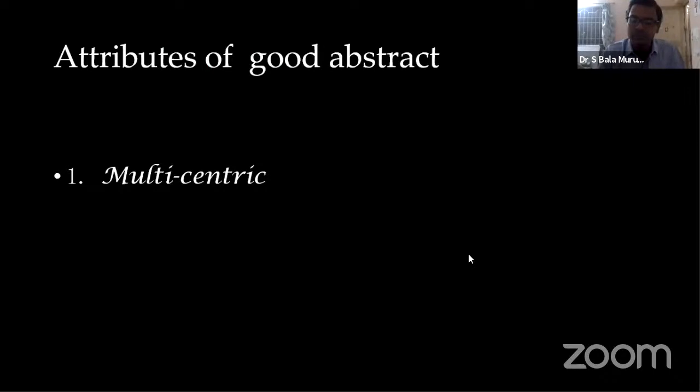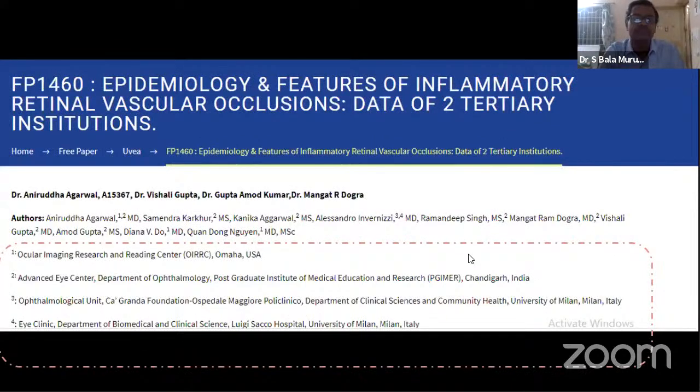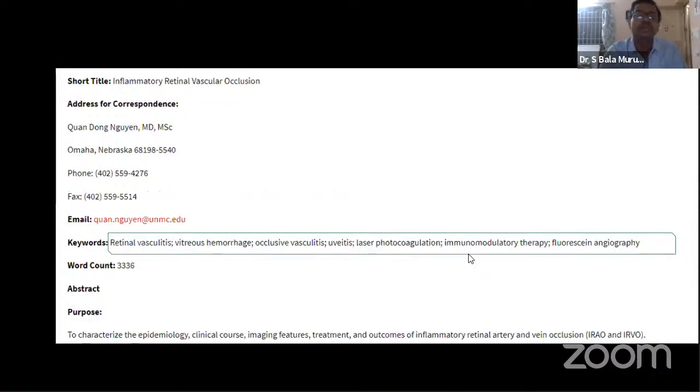So what I did was go through the last 10 years of AIOS uveitis subspecialty abstracts and characterized a few examples of how a good abstract should look. The first one: if you have a study which is multi-centric, it definitely grasps attention. This was one of the beautiful abstracts where the researcher collaborated with multiple institutions in the US as well as Italy, and they nicely correlated retinal vasculitis and retinal vascular occlusion, and this definitely grasps attention.